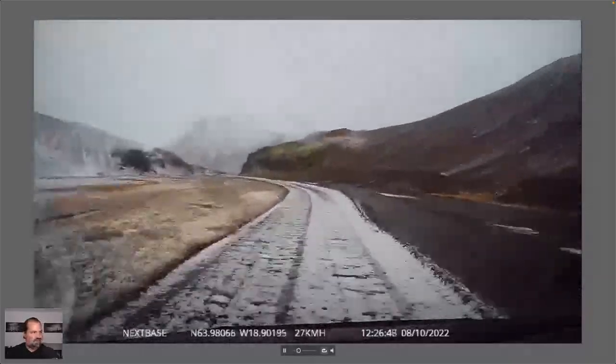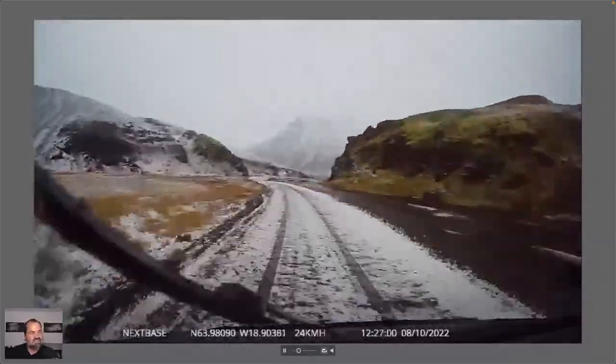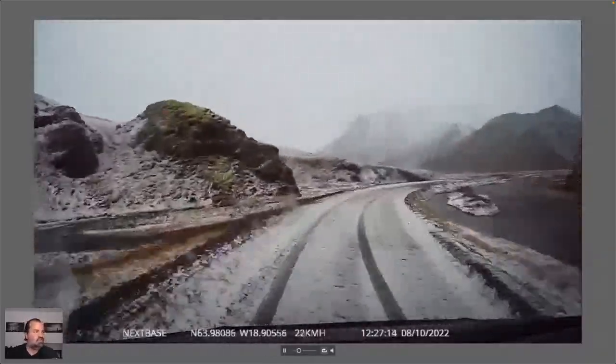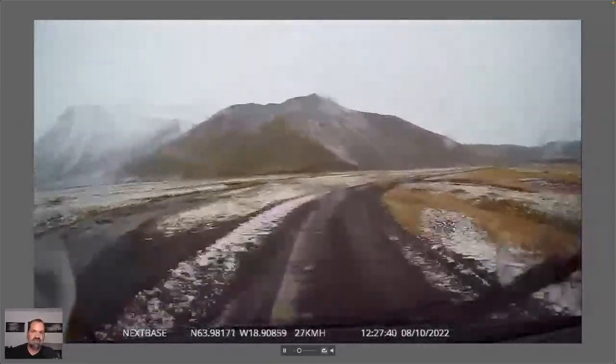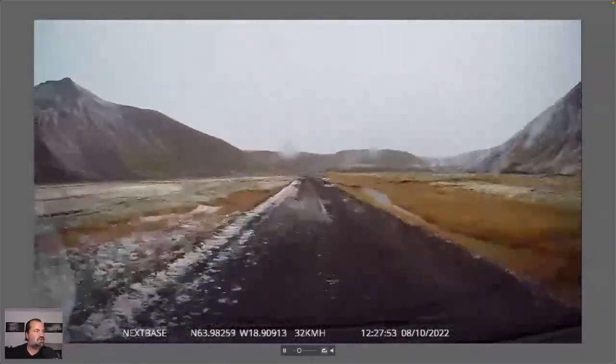Even with the snow, you could see the track, and there have been cars there before. You can see there is a track still, but this is what I mean, right? This is not really a road, but look at this landscape. I mean, it just doesn't get any better than this. I think it's just so incredibly beautiful.